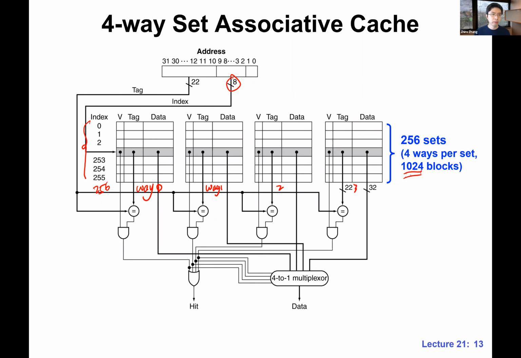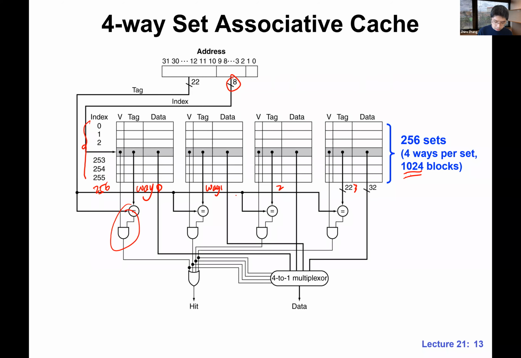It's actually very similar to a direct-mapped cache. The main difference is that now we have more than one block per set. That's it. And we search all these blocks, all these ways, all 4 ways together. Each way has a data block, a tag, and a valid bit, and we search all of them in parallel.